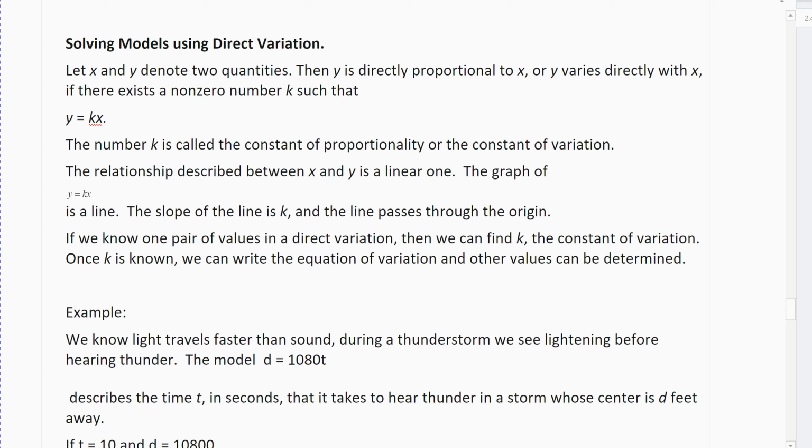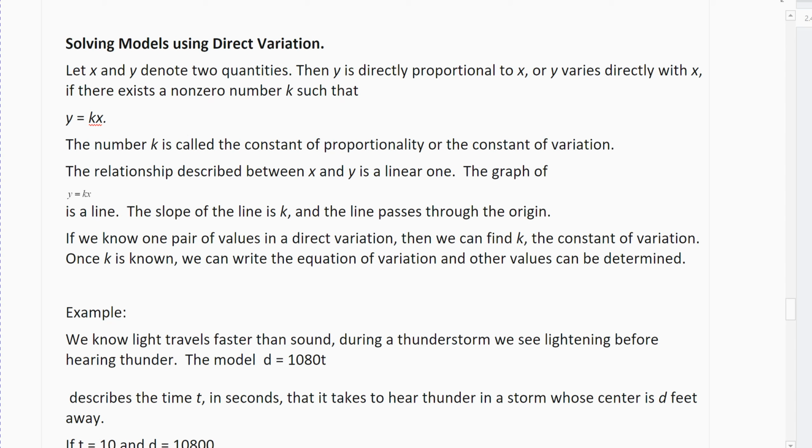And so what we say is y is equal to k times x. K is again called the constant of proportionality, or the constant of variation. So it's the same relationship between every x and y value. The relationship between x and y in this case is linear. It's a very simple line that actually goes through the origin.